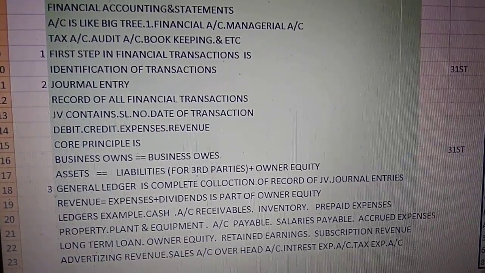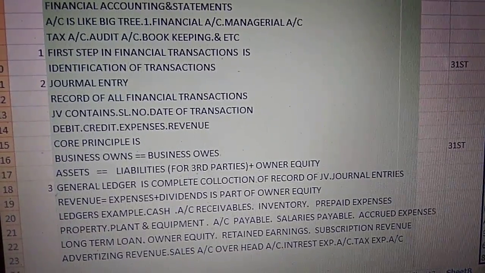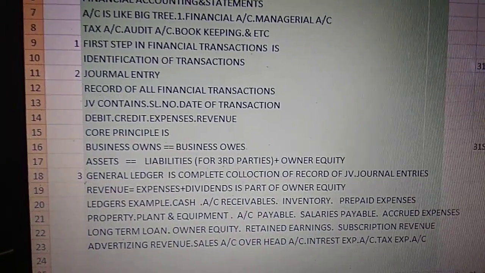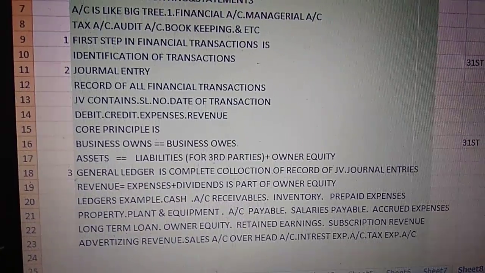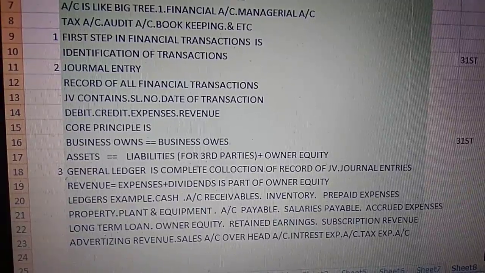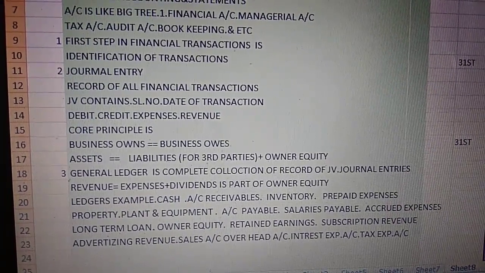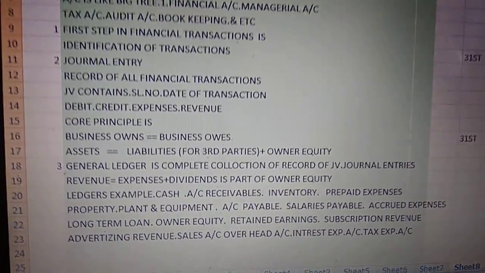The core principle is that what the business owns is equal to what the business owes. Assets are equal to liabilities for third parties plus owner equity. Liabilities for third parties plus owner equity is equal to assets.